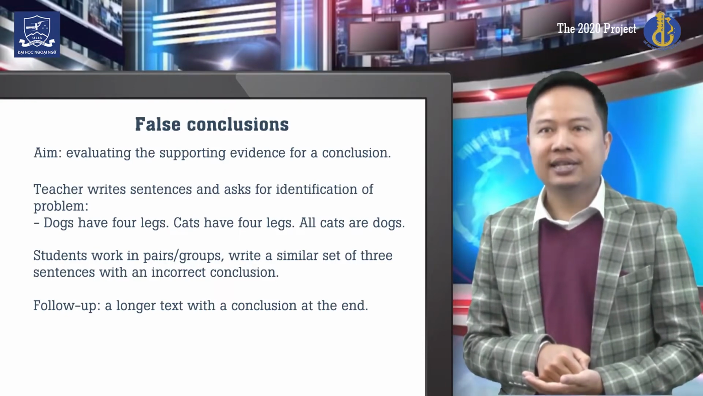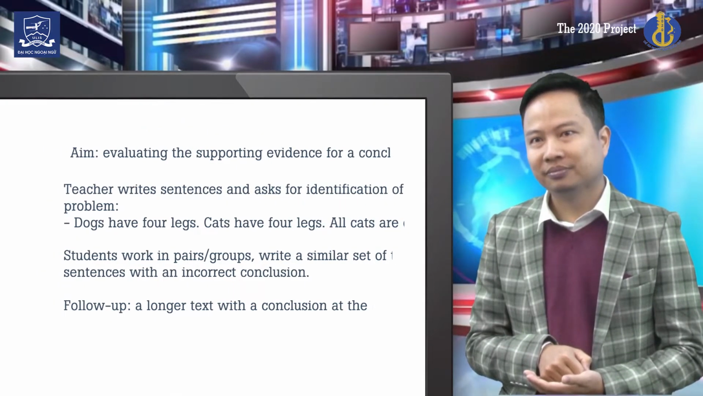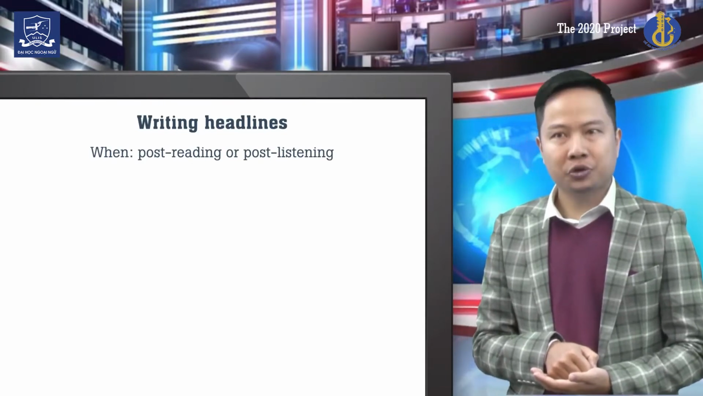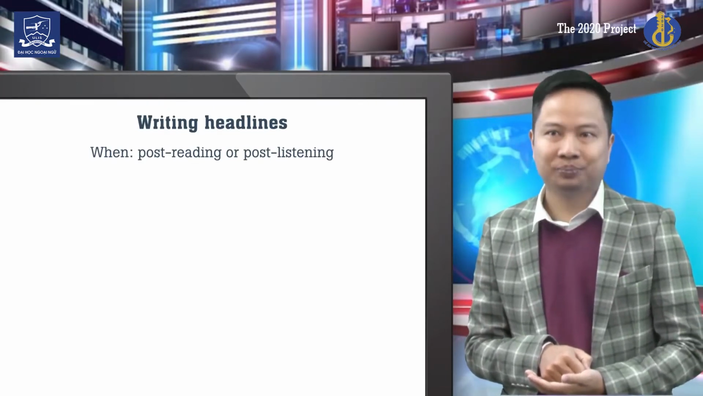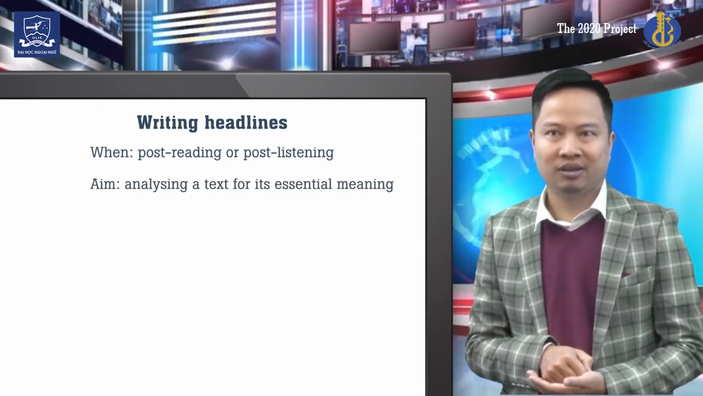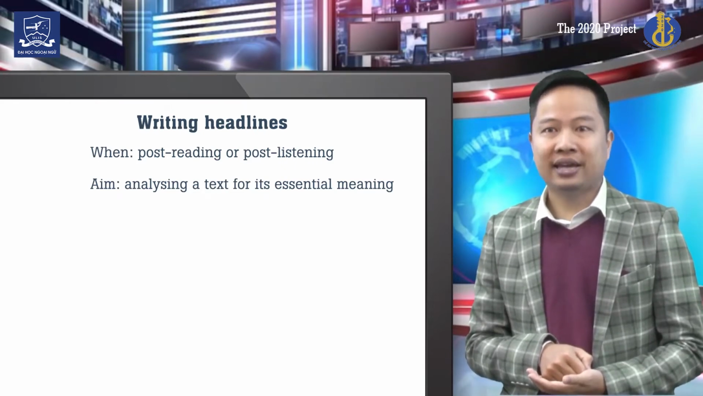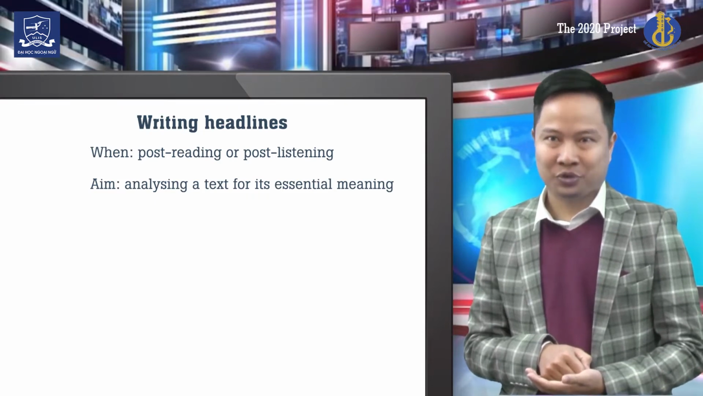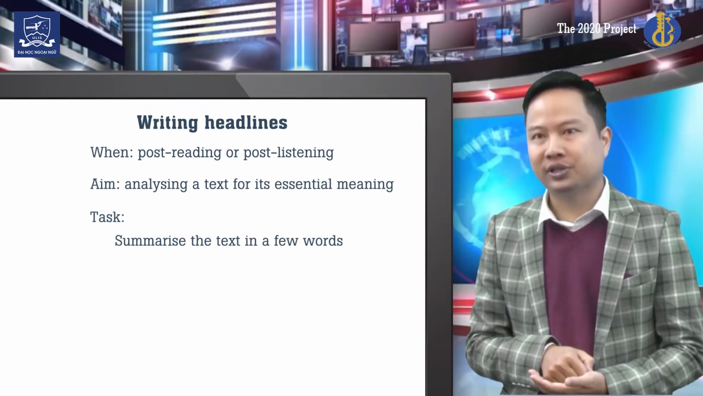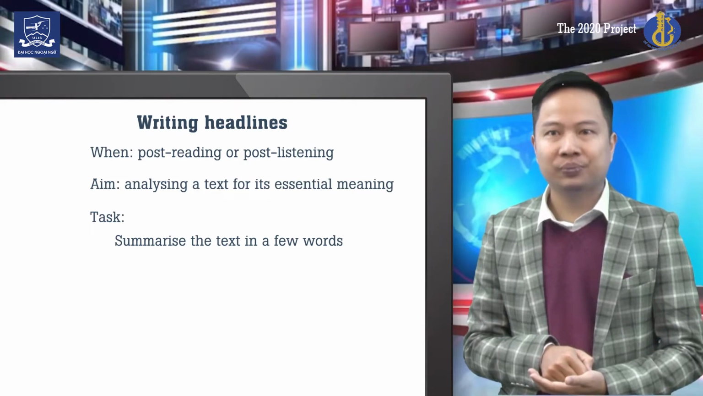As a class, discuss if the conclusion is logical, based on arguments given. An activity that connects both writing and critical thinking is writing headlines. Here, students have to analyze the text for its essential meaning. After students have read or listened to a text, they need to analyze it for the main meaning. One way to do this is to encourage them to summarize the text in a few words. It is also a useful way to develop their note-taking skills.